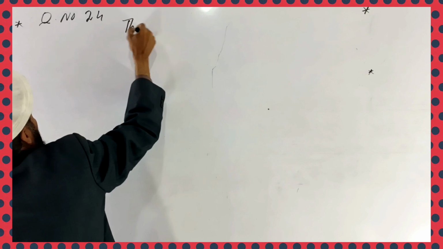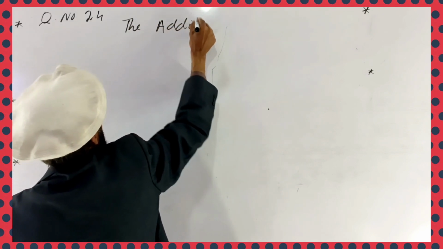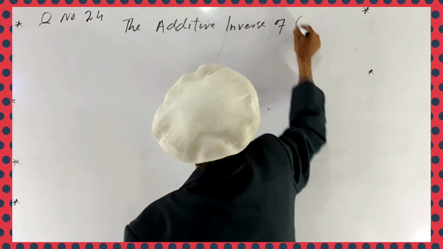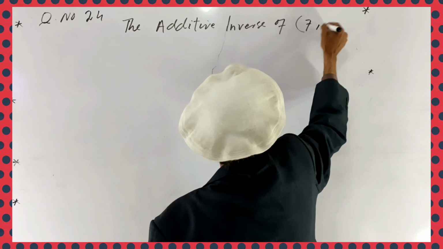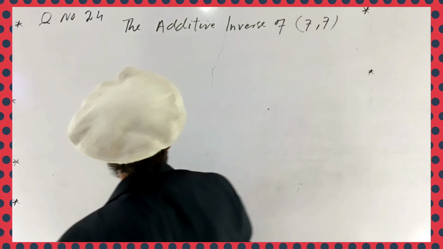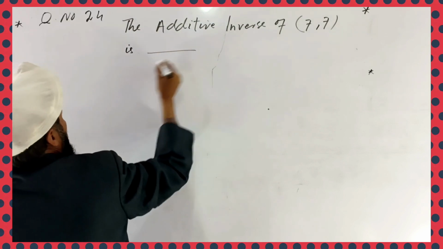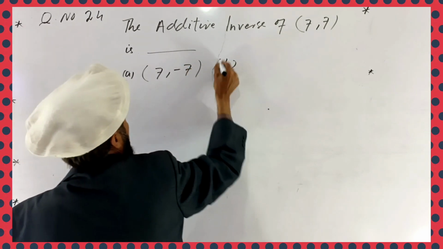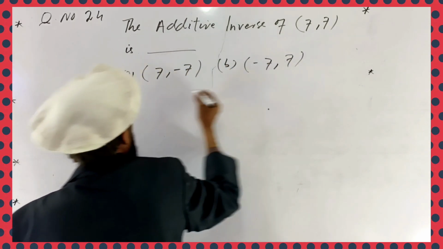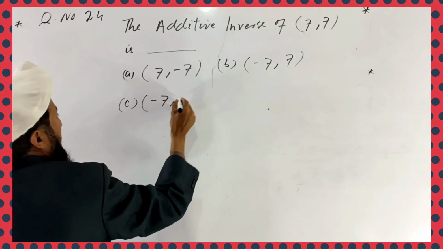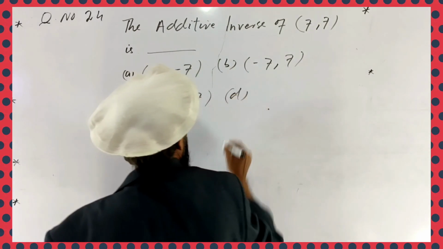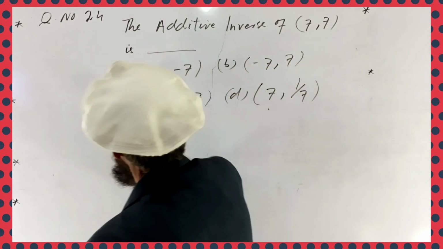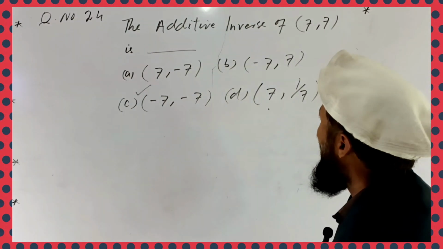Next, the additive inverse of, for example, 7 plus 7 iota, is what? Options: A 7 plus minus 7, B minus 7 plus 7, C minus 7 plus minus 7, D 7 plus 1 over 7. The correct answer is according to the additive inverse property.